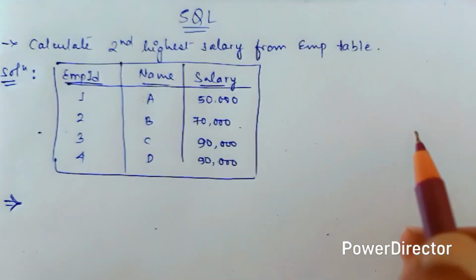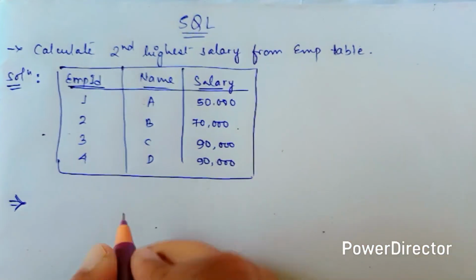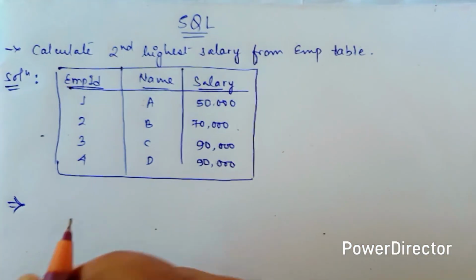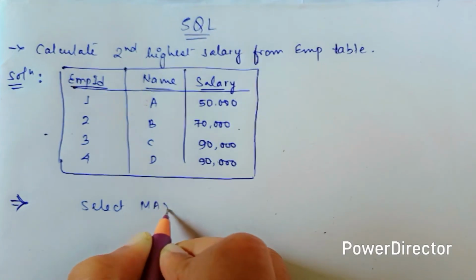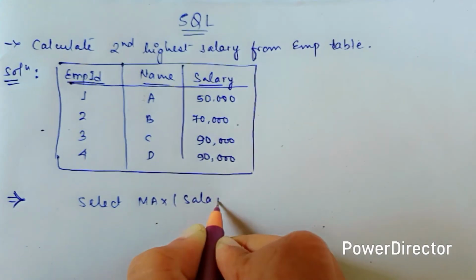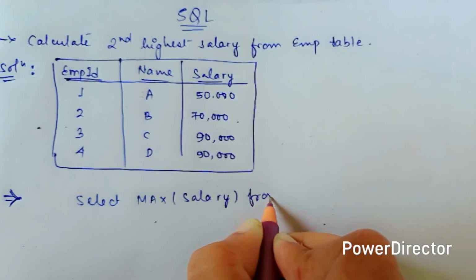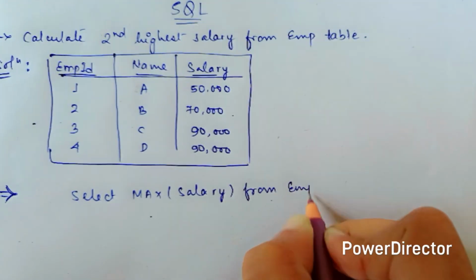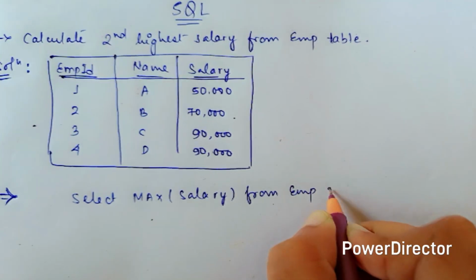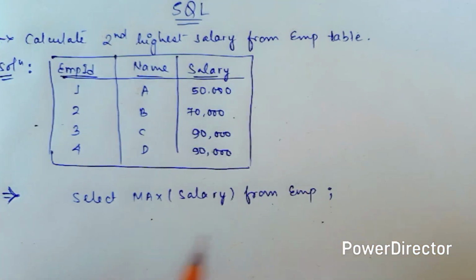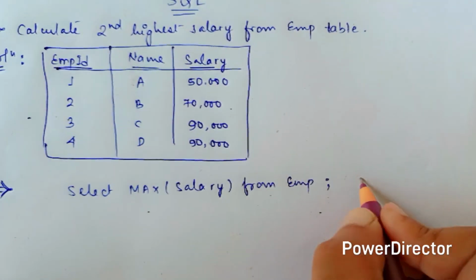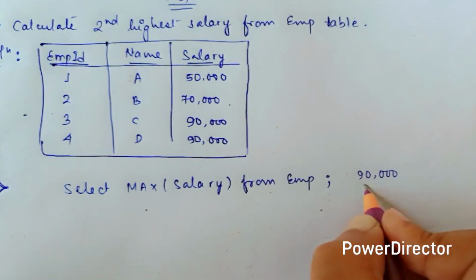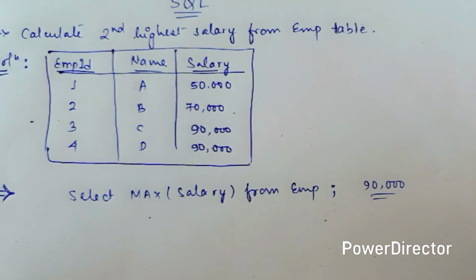So for the highest salary, we can write: select max(salary) from the table employee. We are going to name the table employee. The output this query is going to generate is 90,000. But we want the second highest salary from this table.